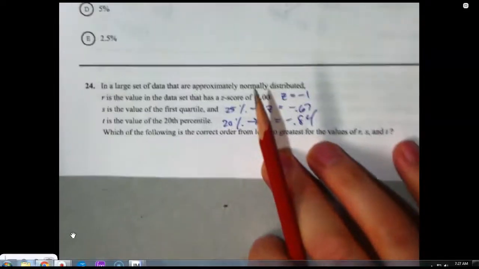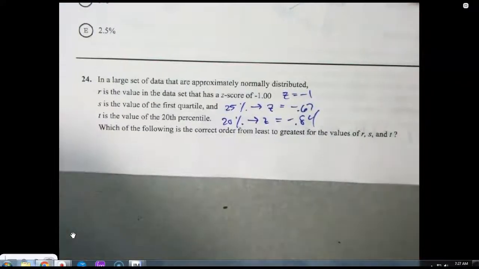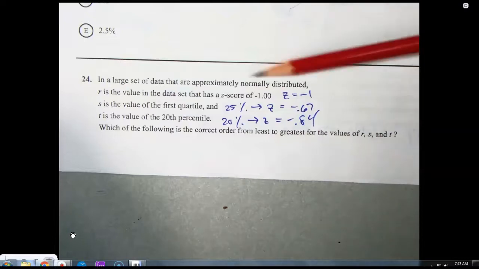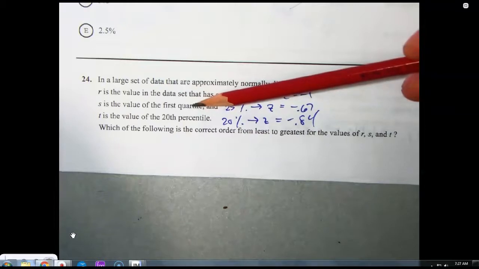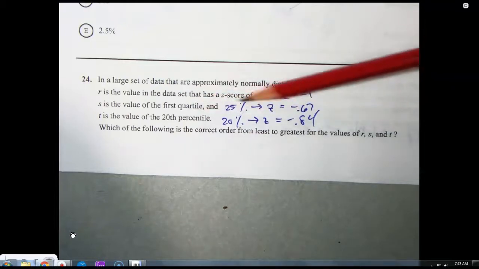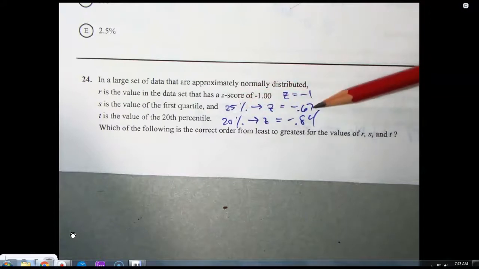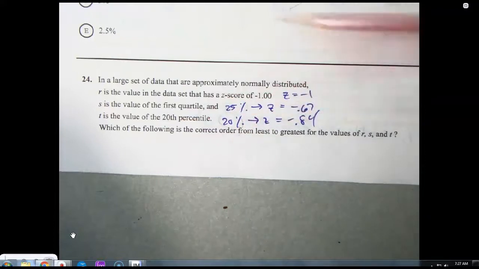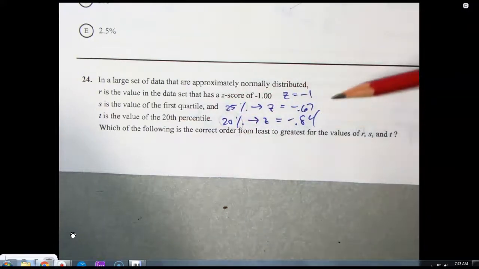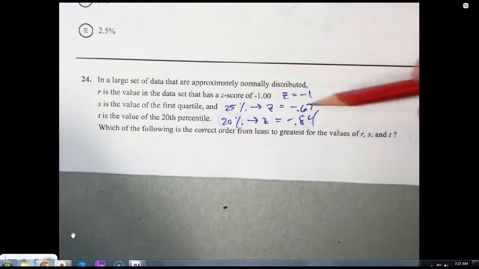24. This seems to trip people up a lot. You can compare these however you want. You can get them all into percentiles. You can get them all into Z-scores. It's kind of your only two. I chose to get them all into Z-scores. So R, they told me the Z-score. I didn't have to do anything. S is the value of the first quartile. So I looked up 25% in my Z-table, found negative 0.67 was my Z-score. 20th percentile, I looked up 20% in my Z-table, found my Z-score, and then I'm just putting them in order from lowest to highest. Remember, negative 1 is your lowest here, and then negative 0.84, and then negative 0.67. So this would be RTS.